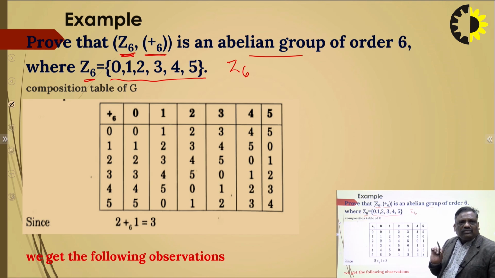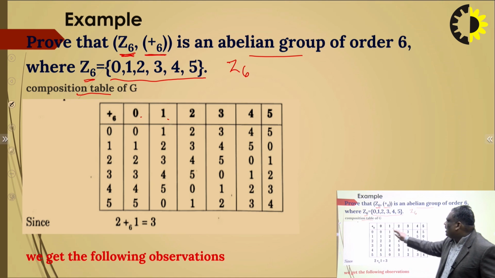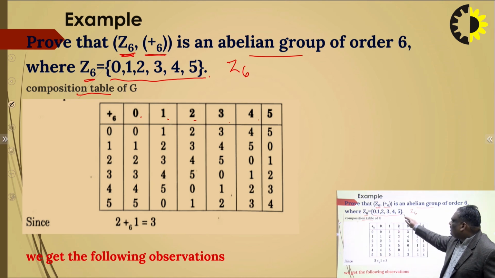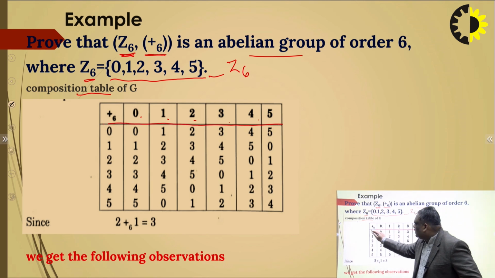So, at first we draw the composition table. This one is the composition table, 0, 1, 2, 3, 4 and 5. There are 6 elements.